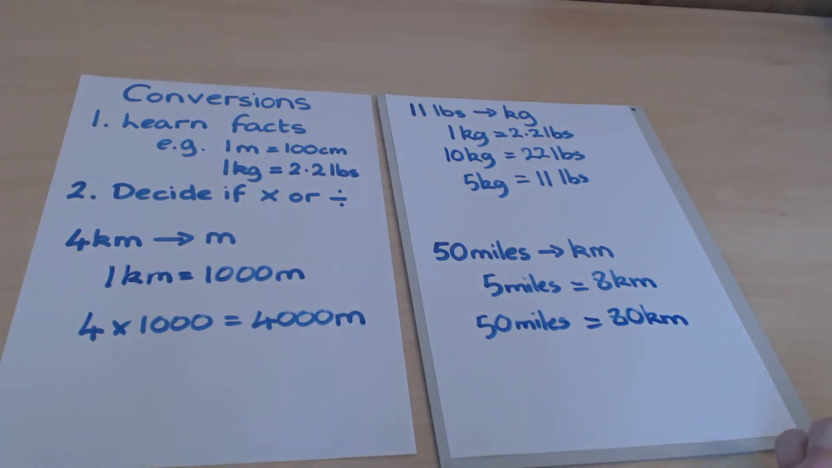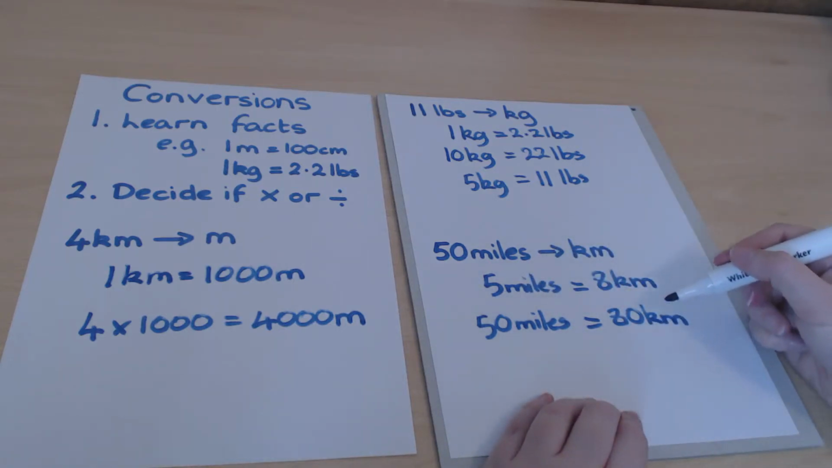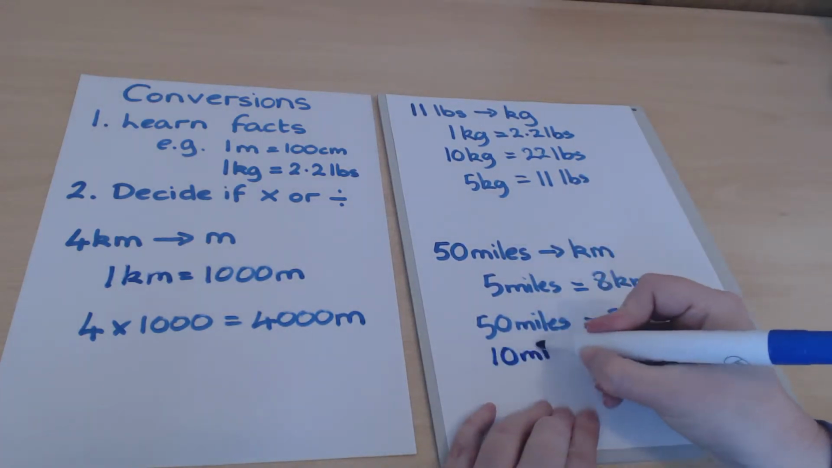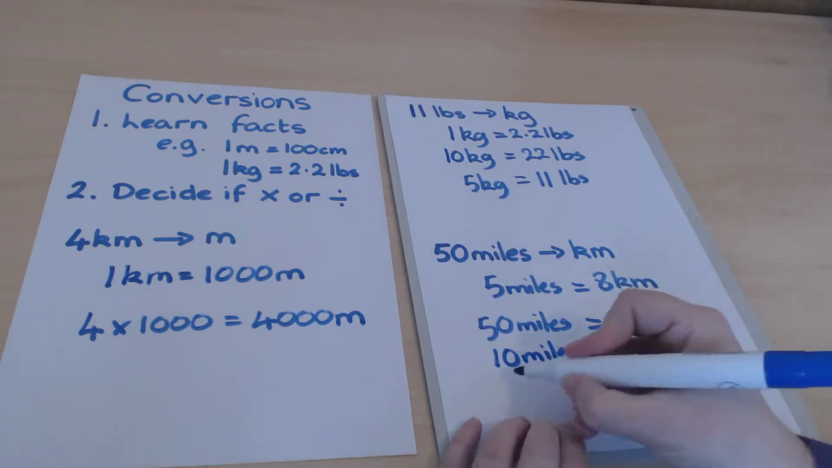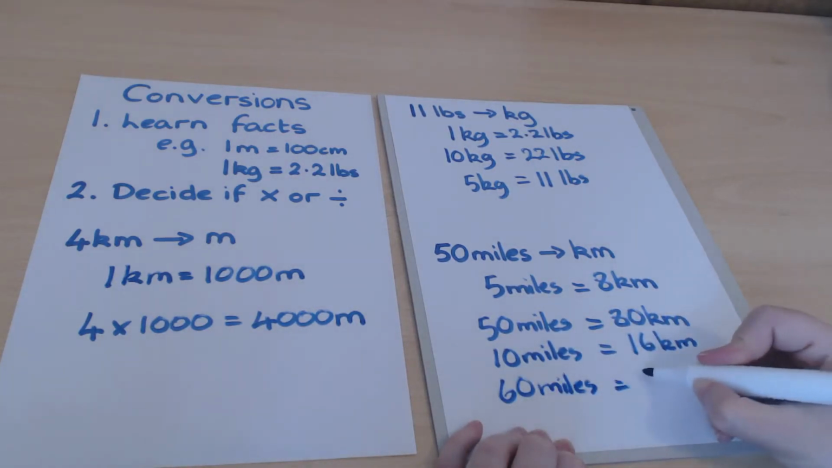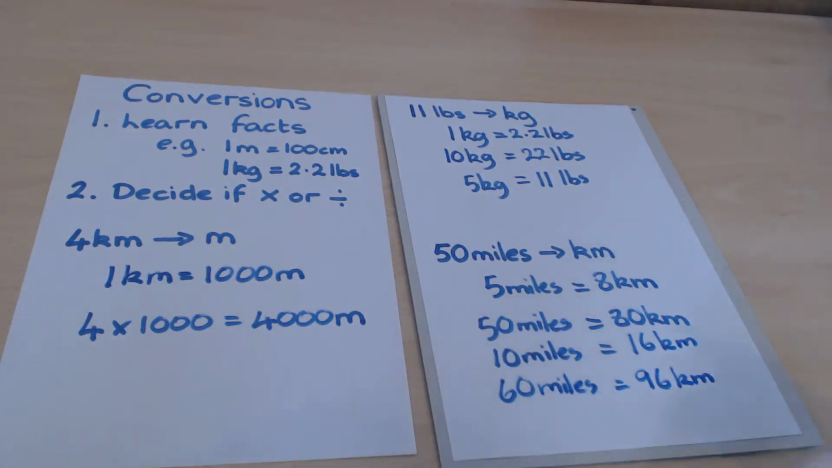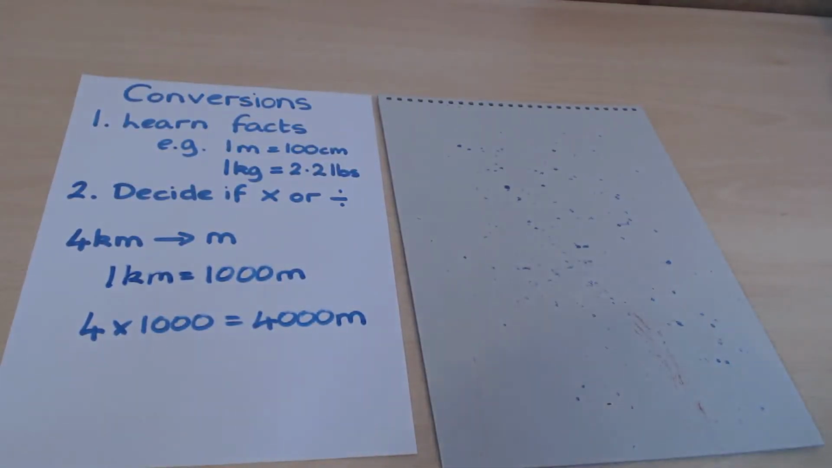But let's say they asked us, instead of 50 miles, let's say they asked us for 60 miles. Okay? So we've got our 50, we just need 10 more. We know every 5 is 8, so 10 miles would be 16 kilometres. So if we add those together, 60 miles would be 96 kilometres. So you can use this technique in a lot of different ways. So let's have a look at another common situation.